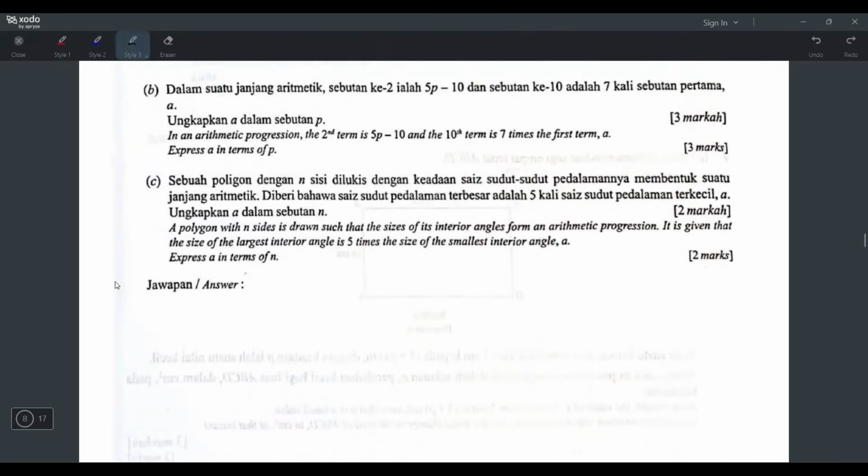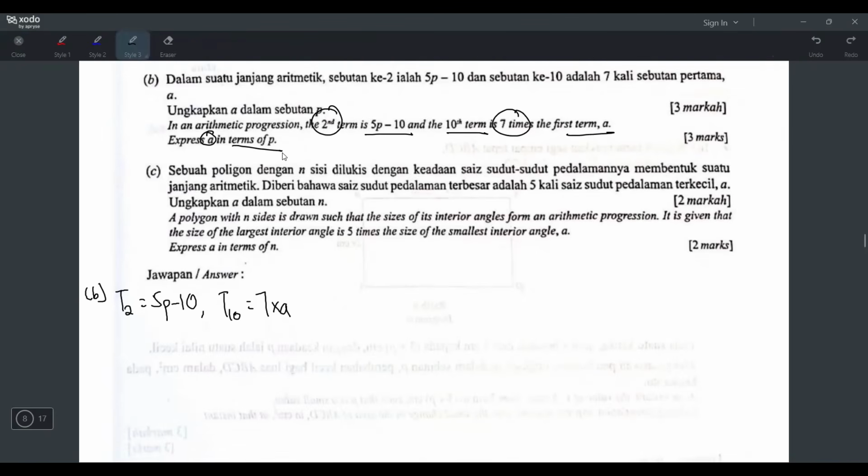Okay, let's do B now. I will do it here. In an arithmetic progression, the second term is 5p minus 10. Let's write down this information: t2 equals 5p minus 10. And the 10th term is 7 times the first term. How do you write this? The 10th term is t10, and 7 times the first term a, so 7 times a. And then they say express small a in terms of small p. So how do you express small a in terms of small p?